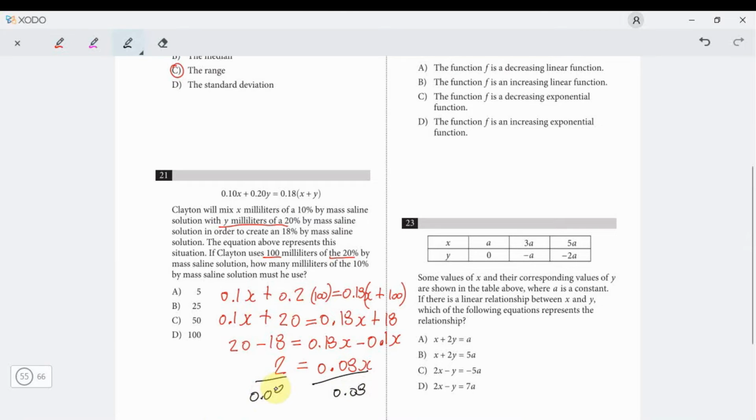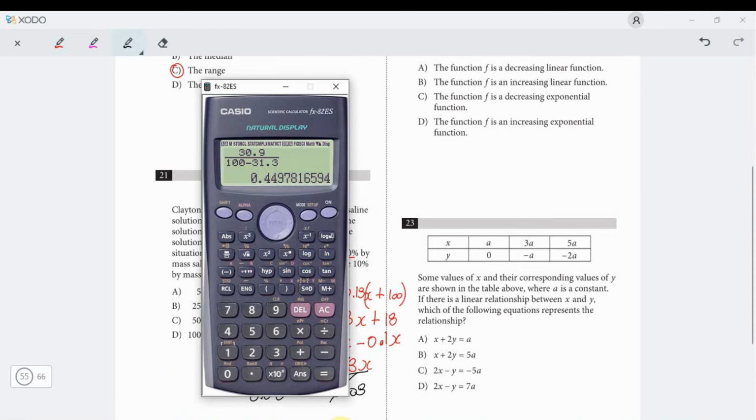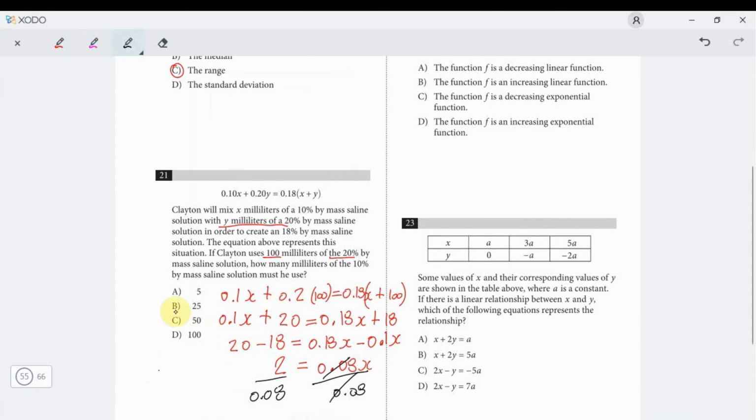We divide both sides by 0.08, and 2 divided by 0.08. Punch that in your calculator, or if you're brilliant enough, you can work that out mentally by knowing that 0.08 is 2 over 25. And so we get 25. No problem. Option B.